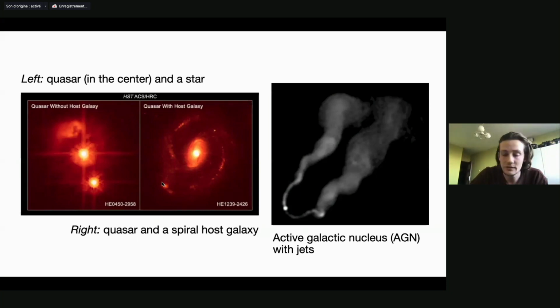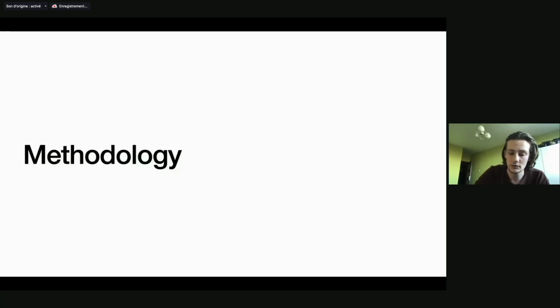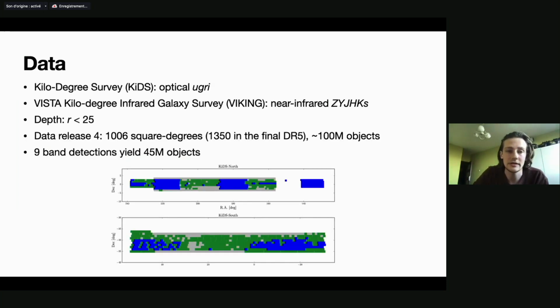So just one slide of introduction on the problem. The Kilo-Degree Survey is a broadband survey which is designed mostly for weak lensing. The problem with detecting quasars is that they are very similar to stars. On this image on the left, you can see a quasar in the middle and the star over here. They are very similar. They can be separated in the color space, and most importantly, machine learning helps a lot with that.